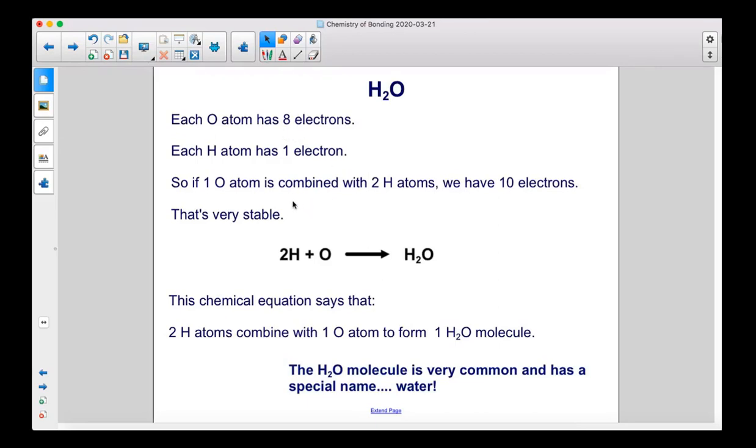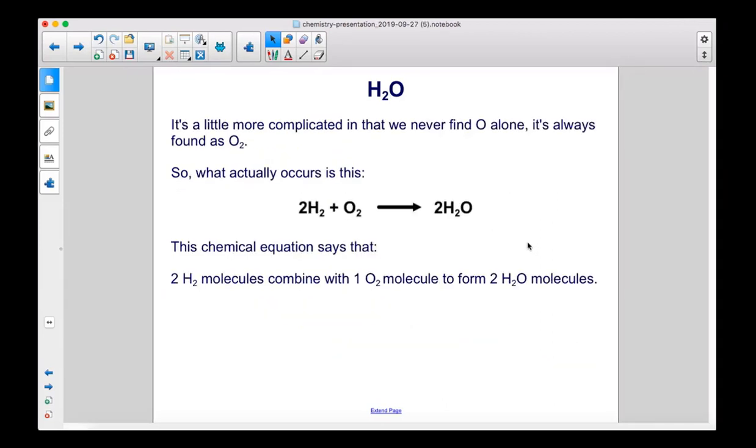So if one oxygen atom is combined with 2 hydrogen atoms, we have 10 electrons. That's very stable. This chemical equation says that 2 hydrogen atoms combine with 1 oxygen atom to form one H2O molecule. The H2O molecule is very common and has a special name, water. It's a little more complicated in that we never find oxygen alone. It's always found as O2.